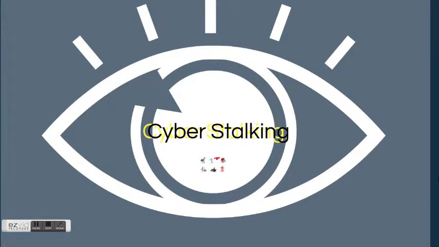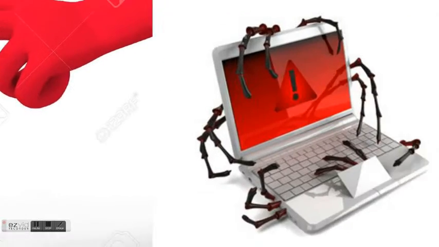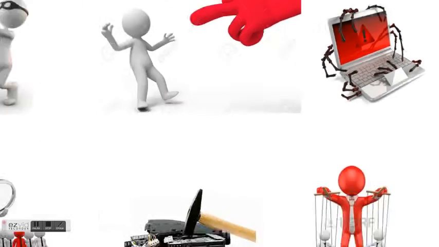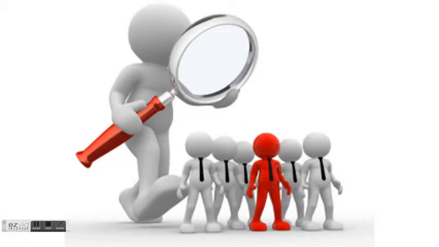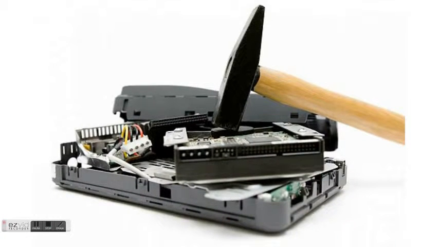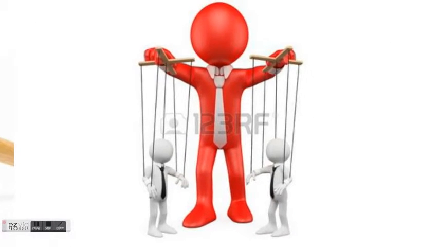What is cyber stalking? Cyber stalking is simply put online stalking. It has been defined as the use of technology, particularly the internet, to harass someone. Common characteristics include identity theft, false accusations, online threats, online monitoring, data destruction, or manipulation.